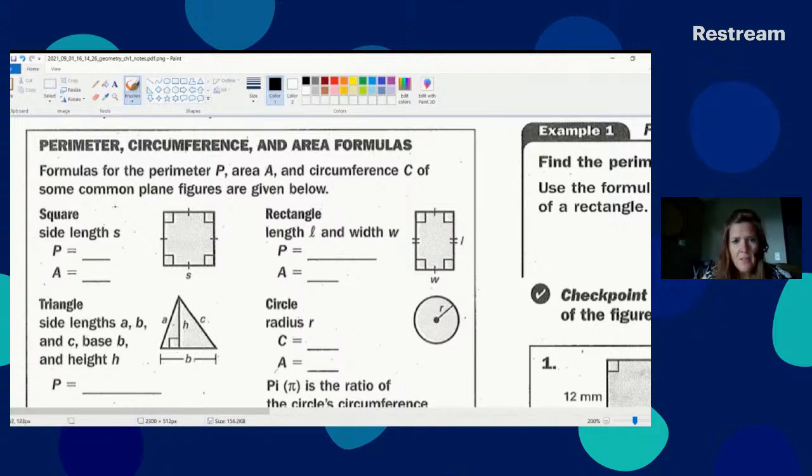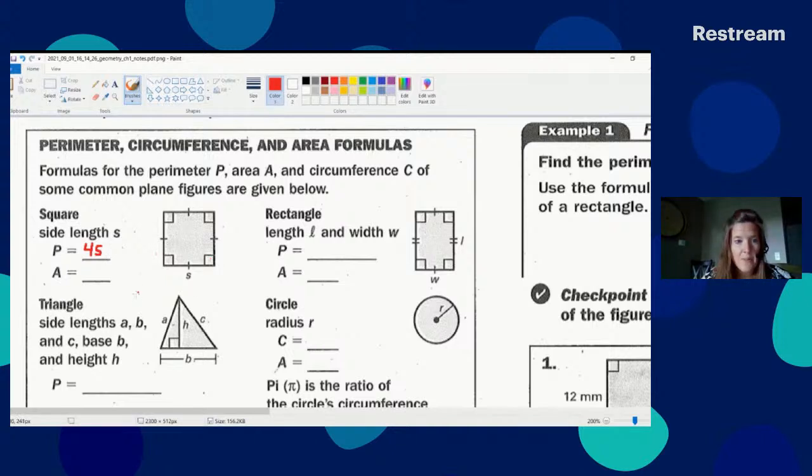So if you have your notes, you have this in front of you. Just to review for everybody, this is a square. A square has 4 congruent sides and 4 congruent angles. And if we want to find the perimeter, we're going to add side plus side plus side plus side. Or another way that we could say that is 4s, because we've got 4 sides, and they're all the same in a square.